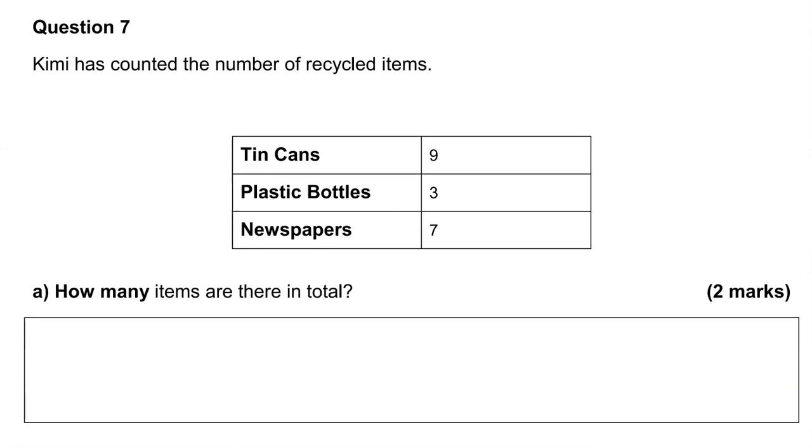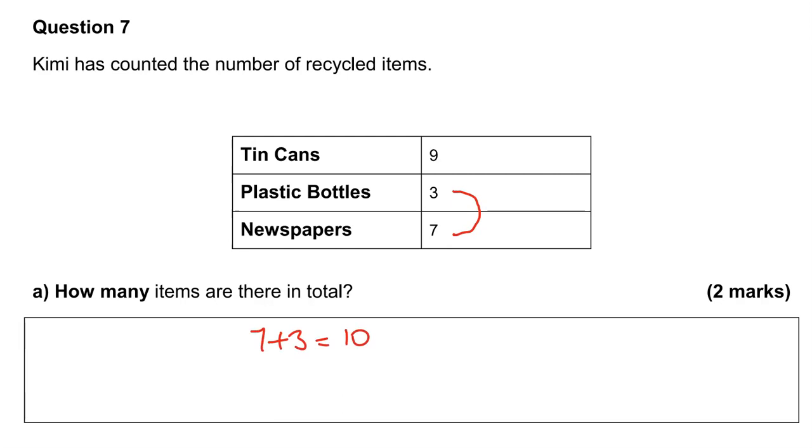Kimi has counted the number of recycled items. Tin cans, 9. Plastic bottles, 3. Newspapers, 7. How many items are there in total? So, 7 and 3, they make 10. They are what we call number bonds.